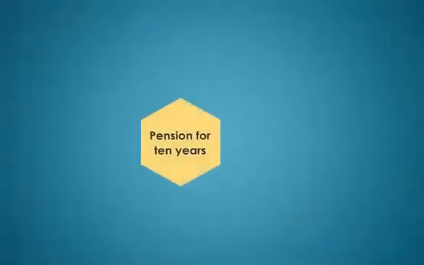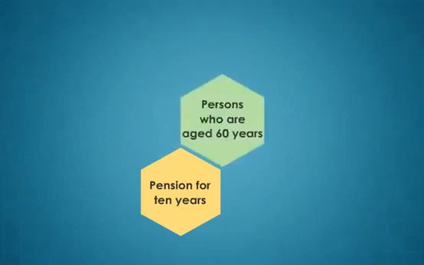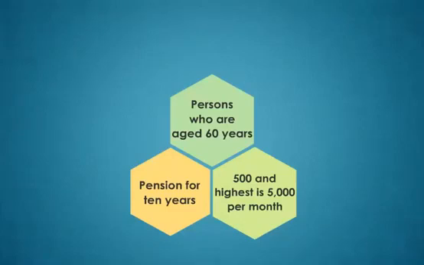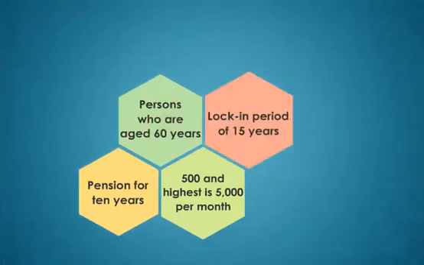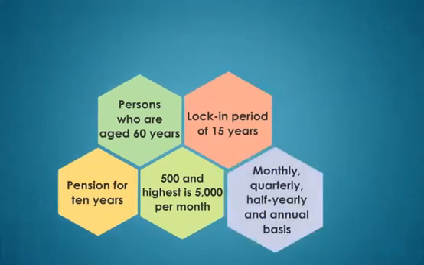The scheme states that it will provide an assured pension for 10 years. The plan is aimed at providing financial security to the person who are aged 60 years. Minimum pension under Varishtha Pension Bima Yojana will be 500 rupees and highest is 5,000 rupees per month. LIC Varishtha Pension Bima Yojana has a lock-in period of 15 years. The subscriber will have the option to opt for a pension on a monthly, quarterly, half-yearly and annual basis.